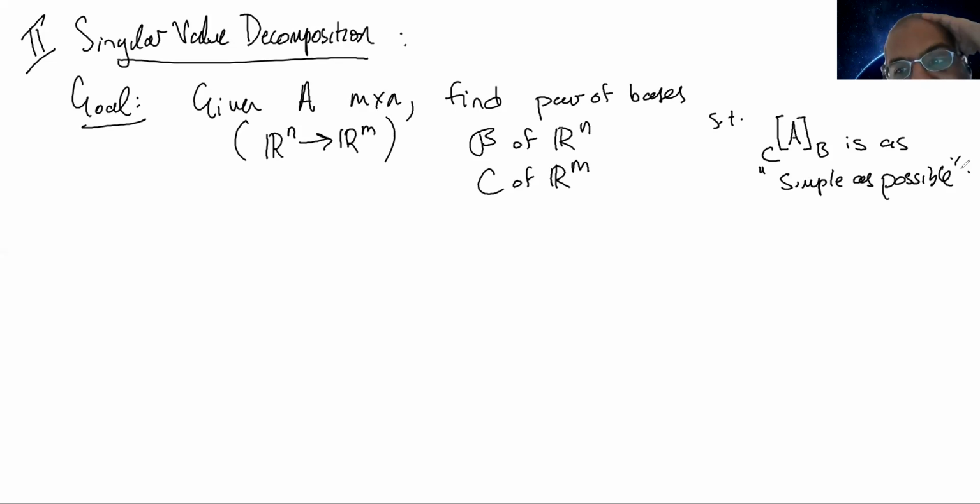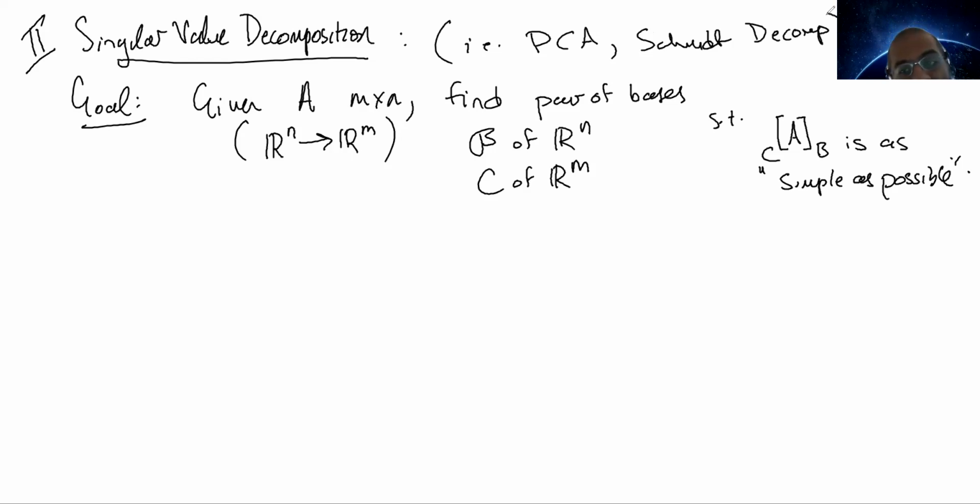Okay, so there are many ways to motivate this. This is probably the most useful theorem in this course. Certainly applied math and most sciences use this theorem in some way. I should mention that in statistics, this is called principal component analysis. In quantum mechanics, it's called the Schmidt decomposition. Okay, so how do we find a pair? It says find a pair of bases. How are we going to do this?